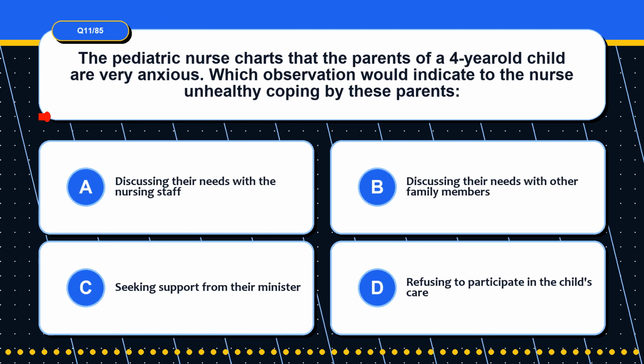Question 11. The pediatric nurse observes that the parents of a 4-year-old child are very anxious. Which observation would indicate to the nurse unhealthy coping by these parents? Here are the options. Option A. Discussing their needs with the nursing staff. Option B. Discussing their needs with other family members. Option C. Seeking support from their minister. Option D. Refusing to participate in the child's care.